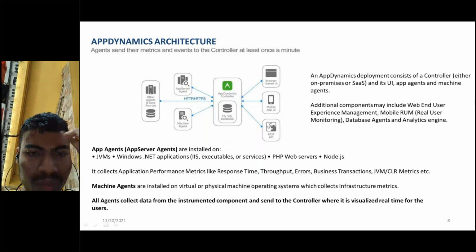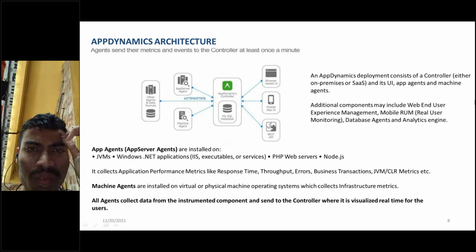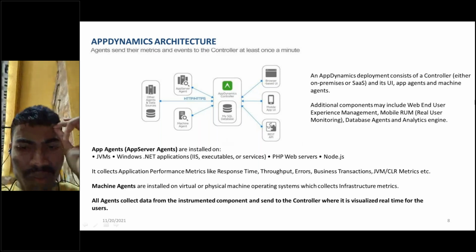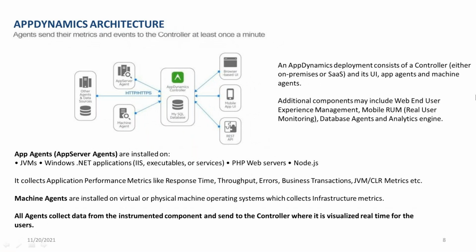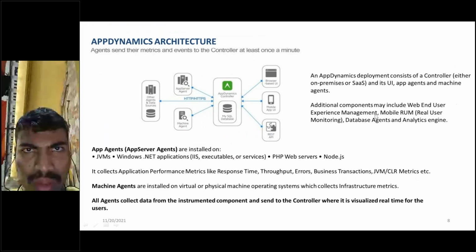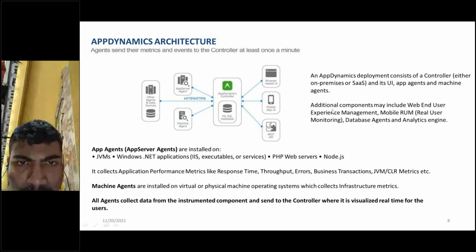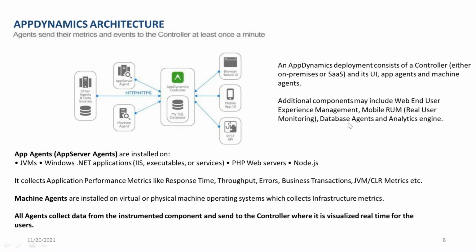to stretch the visibility, insights and actions to be completed for that identified application architecture. Here it talks about the same thing I said. You can see that it comes with on-premise and SaaS. You can also have mobile and web user monitoring. It comes with database agents and an analytics engine. App agents come in different flavors like JVM, Windows, PHP, Node.js. It also supports Python and other technology stacks.